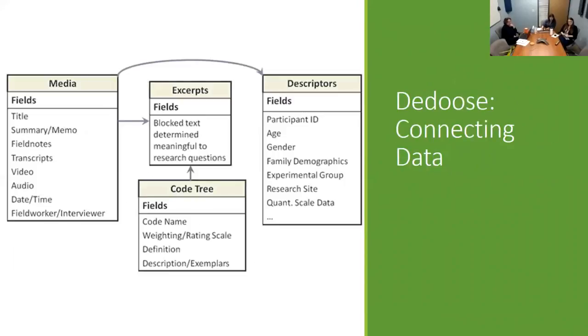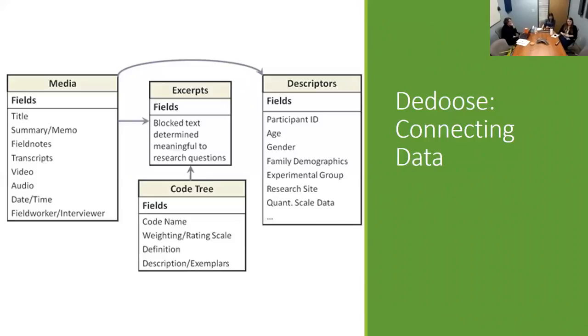Dedoose connects data. So again, this is what I described before, maybe in a different graphic. You have your media, and you are going to identify your descriptors: who the participants are, their age, their genders. Then we're going to go into a coding tree. A coding tree is basically just a way to classify the data. Everyone approaches it differently. I think you and I approach it differently, Kylie.